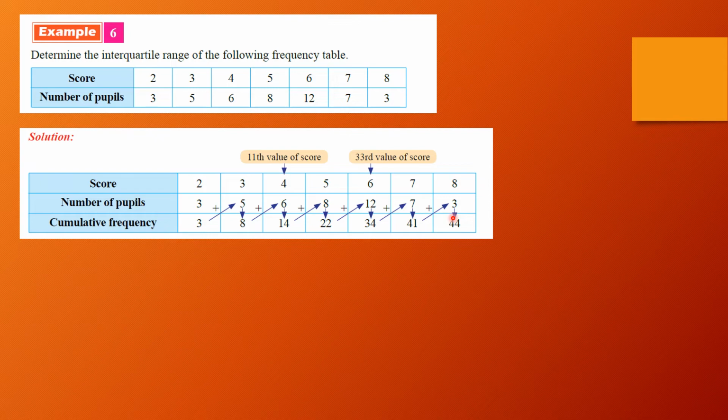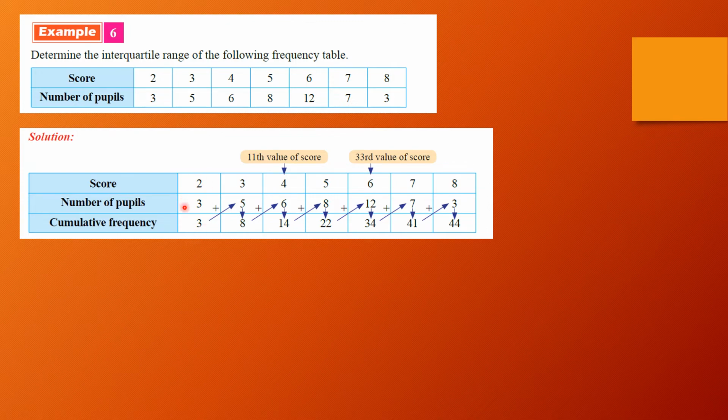Quarter, that means 1 over 4 of the pupils. So 1 over 4 of the pupils is the 11th value of the score. Where the 11th value lies, in which score the 11th pupil lies.